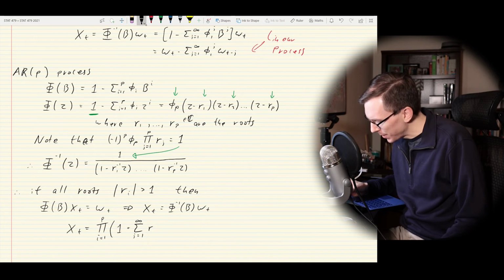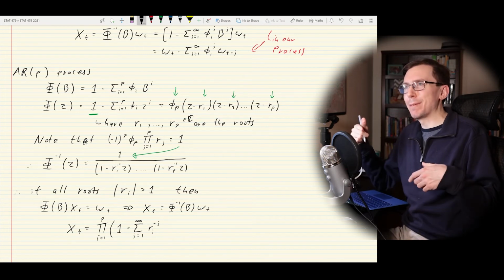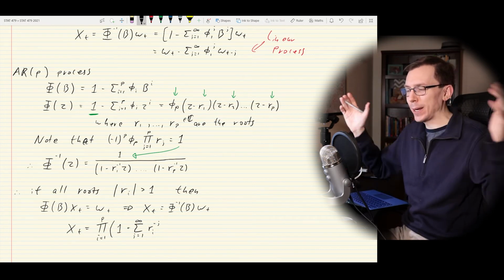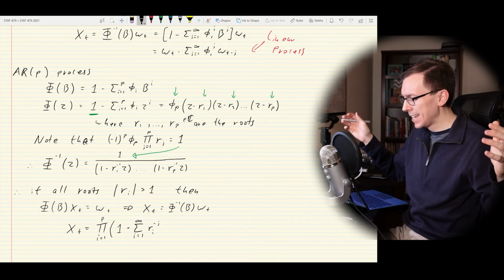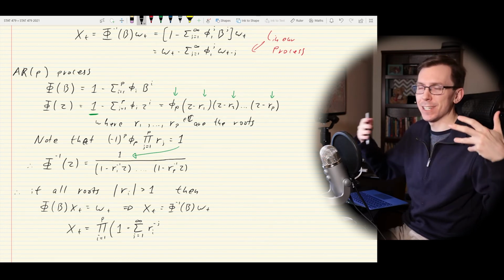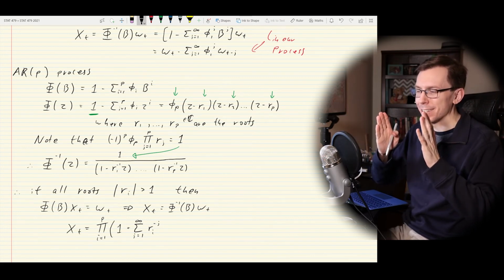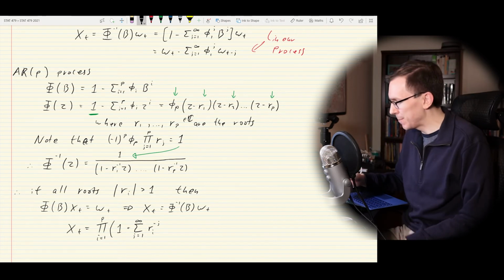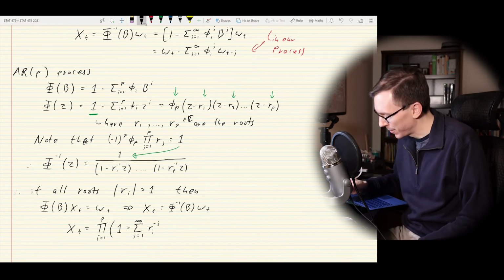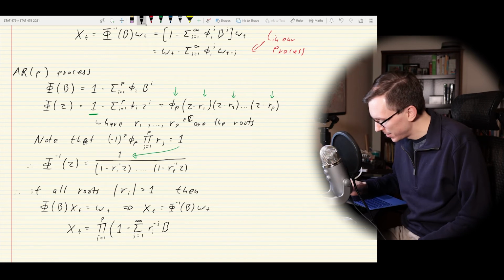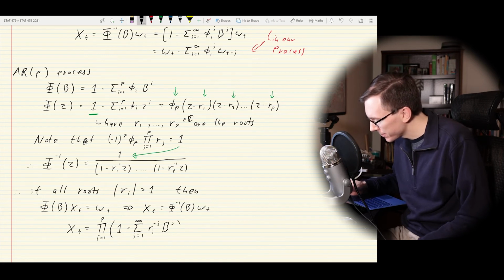What we would need is r_i, the ith root, to the minus jth power. One of the reasons why I'm assuming the roots have to be greater than 1 in magnitude is because I have these reciprocals. I need the reciprocal to be less than 1 in magnitude so that we can sum a geometric series. And then we're going to have a B to the j here. And this is all going to apply to w_t.